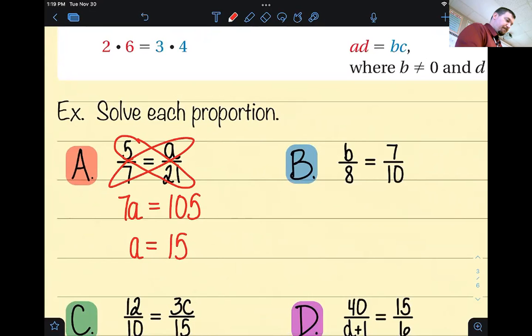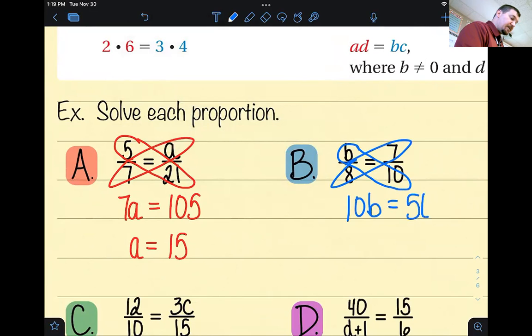Example B. B times 10 is 10B. 8 times 7 is, anybody? 56. Divide by 10. 5.6. You don't even need to use your calculator for that. Dividing by 10 takes the decimal point and slides it one spot to the left. Multiplying by 10 slides it one spot to the right.